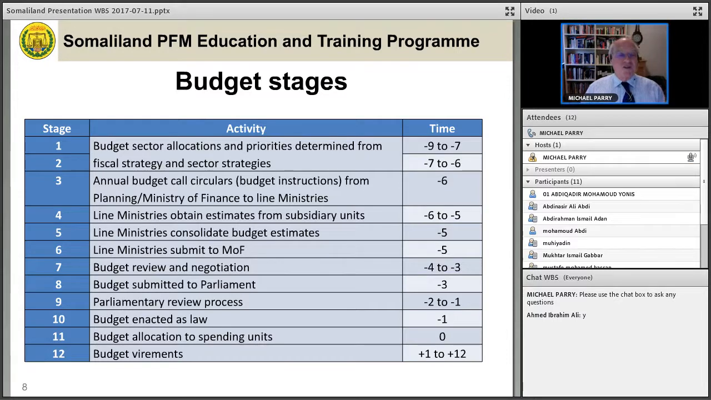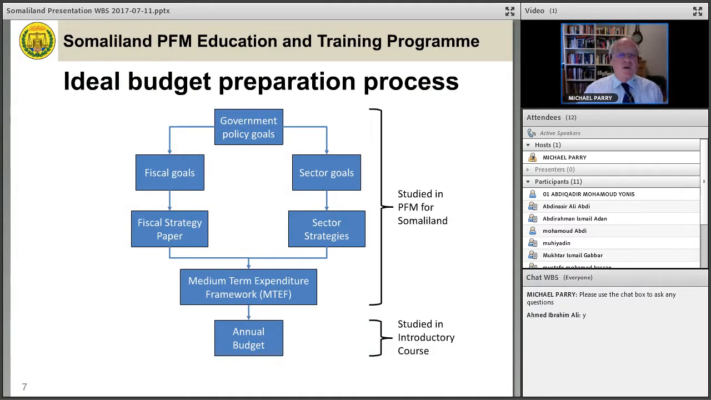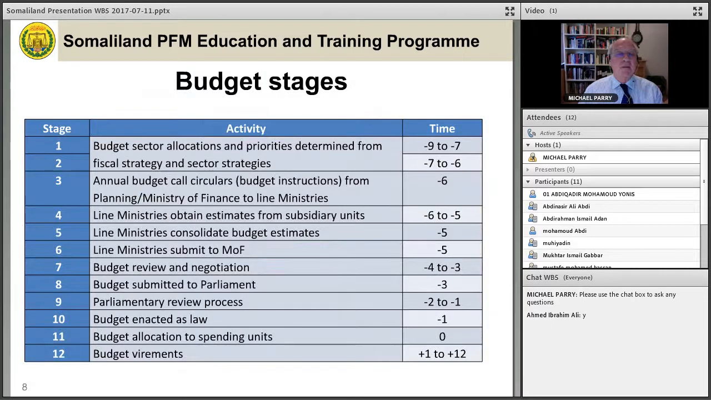The budget stages. This is based on the table in your workbook, but I've slightly simplified 1 and 2 there. Because really they belong to the stages we're not going to study. They belong to the prior stages in that previous diagram. If I go back, they really belong to the stages which will be studied in PFM for Somaliland. So 1 and 2, they're the budget, sector allocations and priorities determined from fiscal strategy and sector strategies. And that should happen well in advance in the budget.